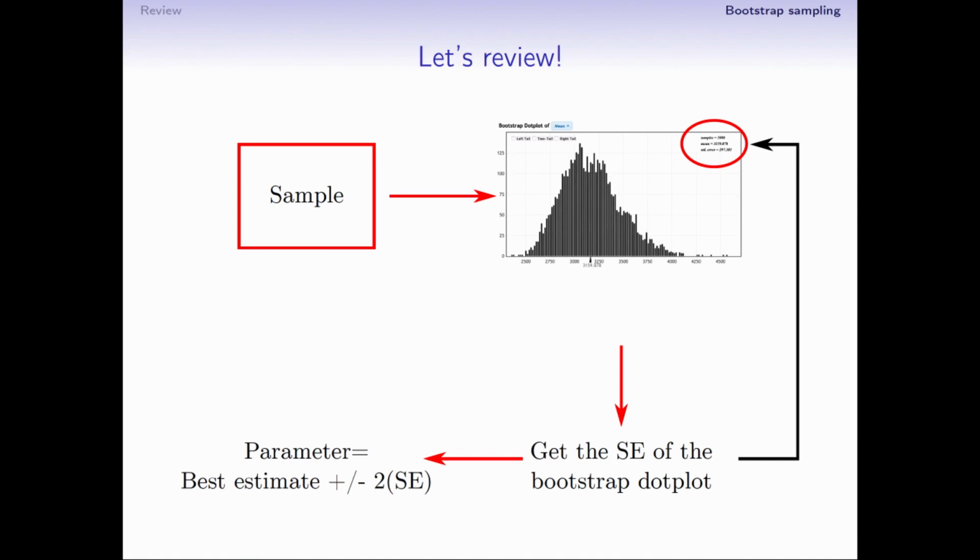Now, getting our hands on a sampling distribution is very, very hard, and instead what we've learned in this section is we can create from the sample a bootstrap population that we can sample from. So by sampling from this bootstrap population, we can develop a sampling distribution. All right, now we can get the SE of the bootstrap dot plot of the sampling distribution by looking at our display in this upper right-hand corner, so we can read that right out of StatKey.